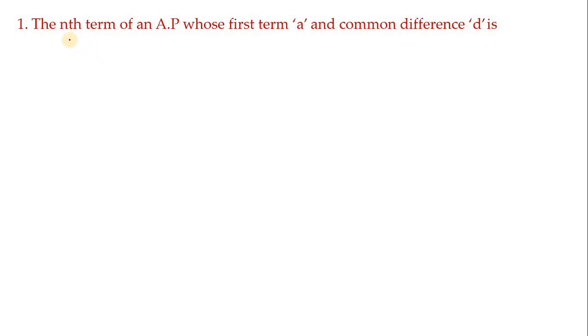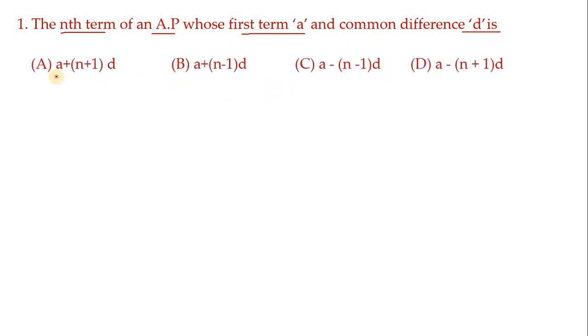First question. The nth term of an AP whose first term A and common difference D is. Given options are A plus n plus 1 into D, A plus n minus 1 into D, A minus n minus 1 into D, A minus n plus 1 into D. Very easy multiple choice question it is. Directly you can answer for this question.